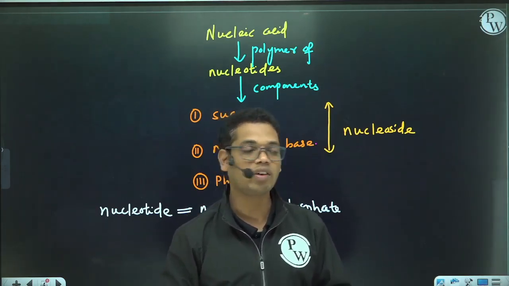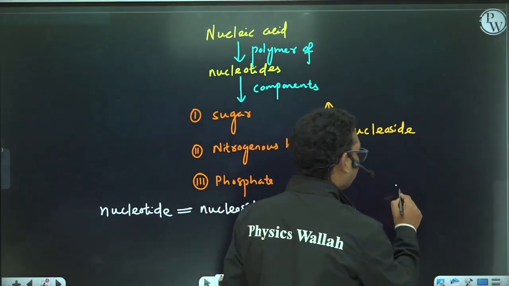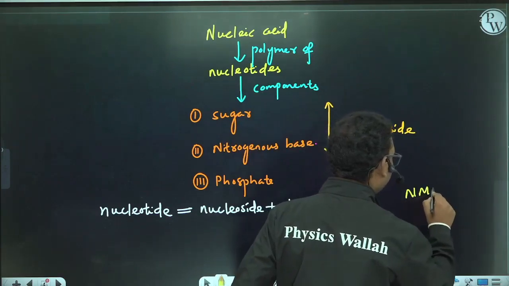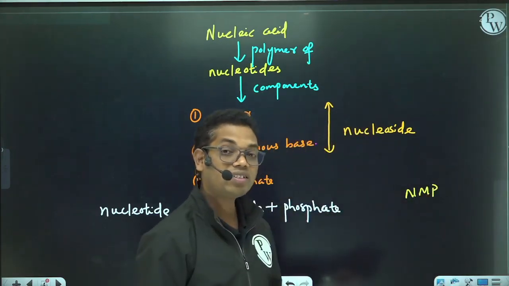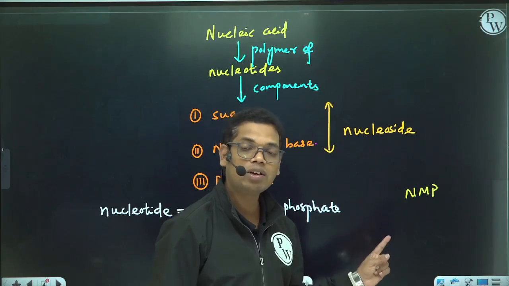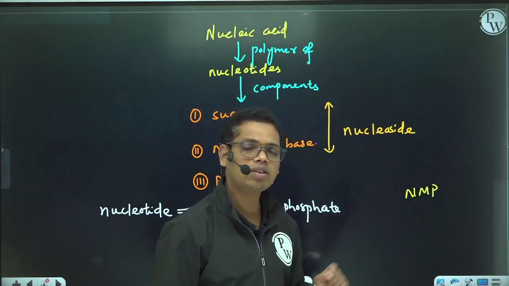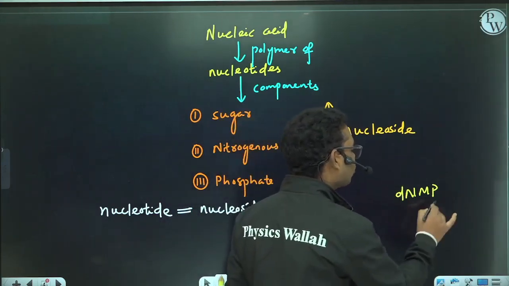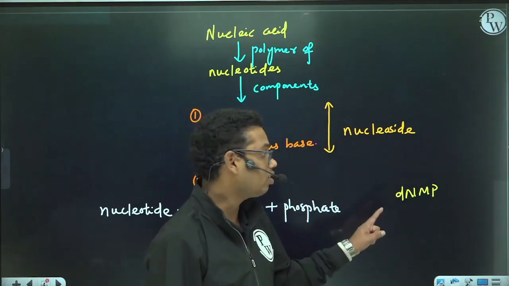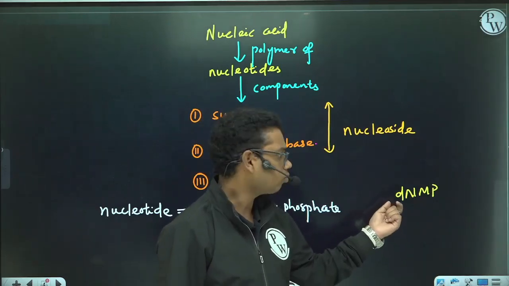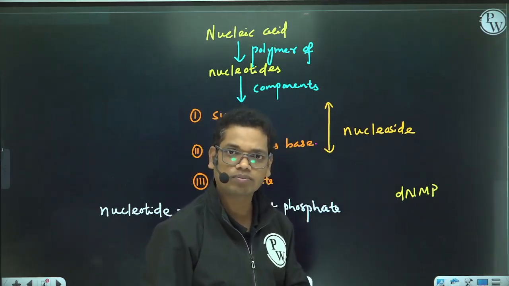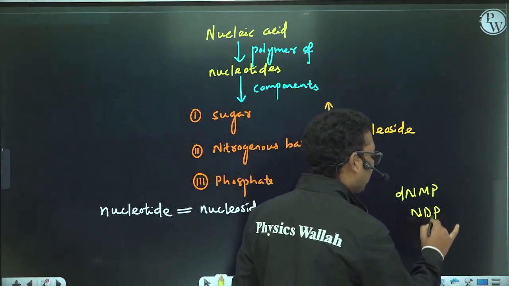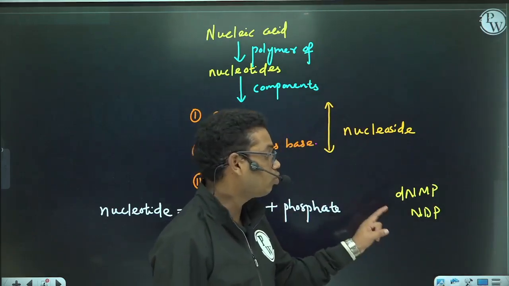Clear? So if I write NMP, that means nucleoside monophosphate. And when I say nucleoside monophosphate, that means in that nucleoside the sugar is ribose sugar. But if I write dNMP, that means deoxynucleoside monophosphate. That means in this case the sugar will be deoxyribose sugar. Clear? And if I write NDP, that means this is nucleoside diphosphate in which the sugar is ribose sugar.